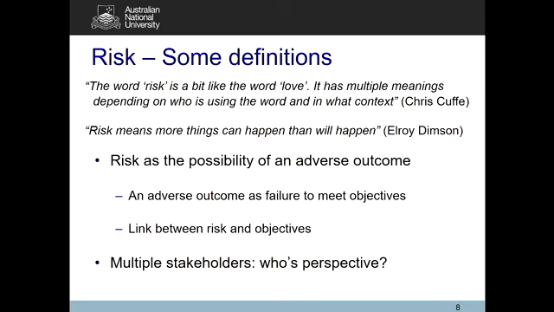So to keep going on this view that risk is varied, it's not just the type of risk and the risk triggers that are varied, it's the way people view risk. So here are some definitions that I think bring up different aspects of risk. The first is by a guy called Chris Cuff, who's the chair of UniSuper. He said the word risk is a bit like the word love. It has multiple meanings depending on who is using the word and in what context.